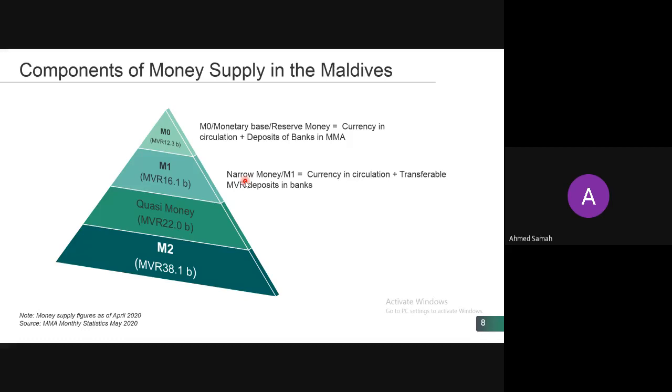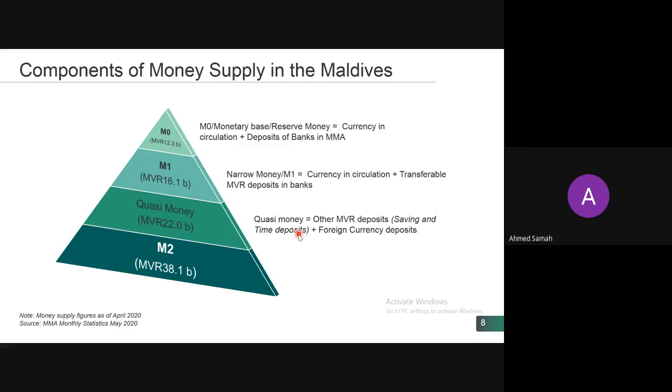Then quasi money includes all other MVR deposits, that is saving and time deposits, plus all foreign currency deposits. Foreign currency deposits, whether transferable, saving or time deposits, all fall under quasi money. Because foreign currency transferable deposits are not narrow money: in Maldives, before using foreign currency we have to convert it back to rupiah. Since a conversion is needed, it is considered not as liquid as the transferable MVR deposits. That's why it falls under quasi money.